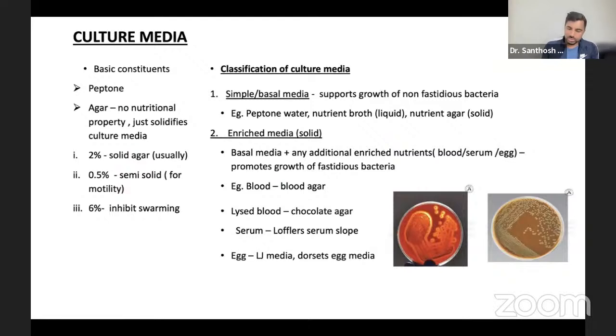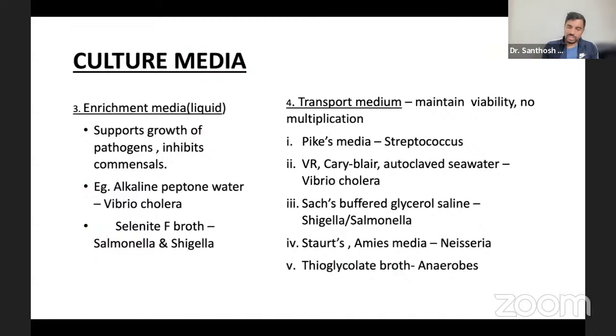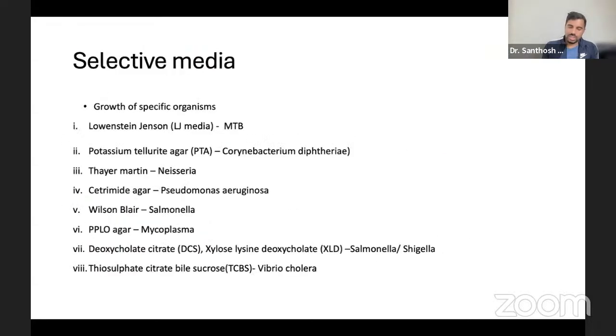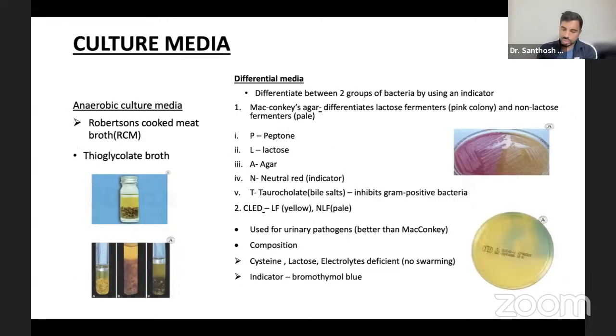Culture media, everything is given. Enrichment, transport media, selective media, so many examples. If you give at least two examples for each bacteria, that is more than enough. But for 1 mark purposes, you have to know all the important media, especially selective media. That's all. So these are the things here.